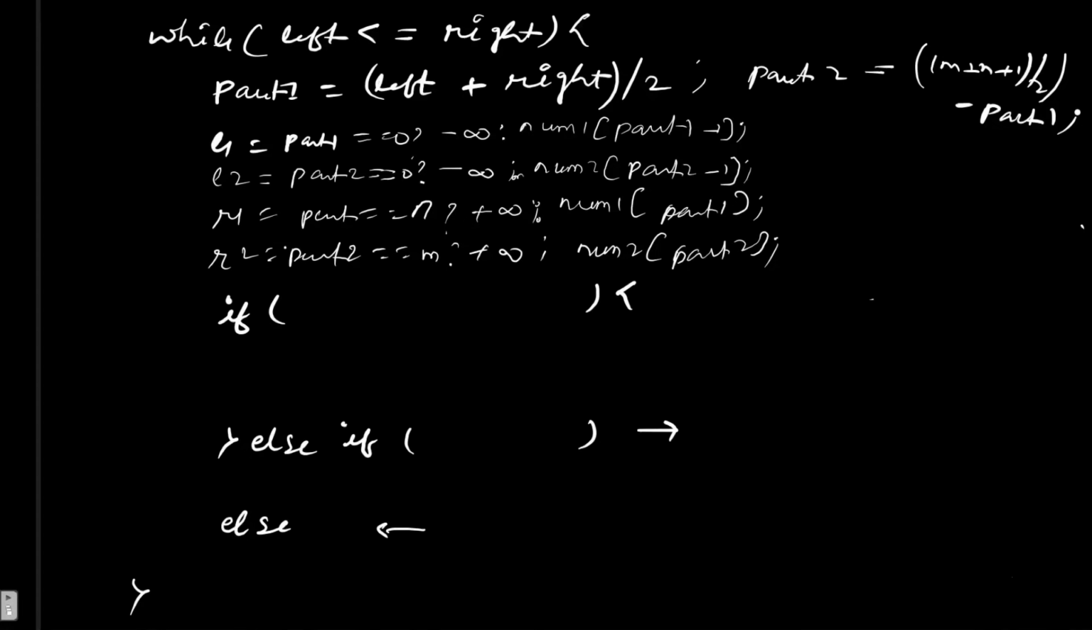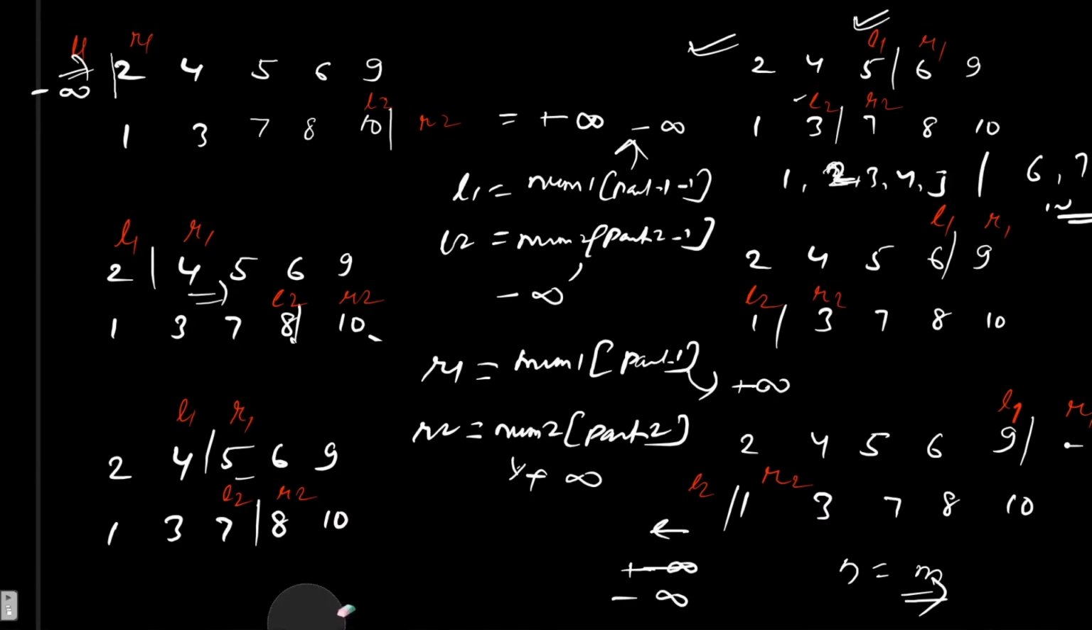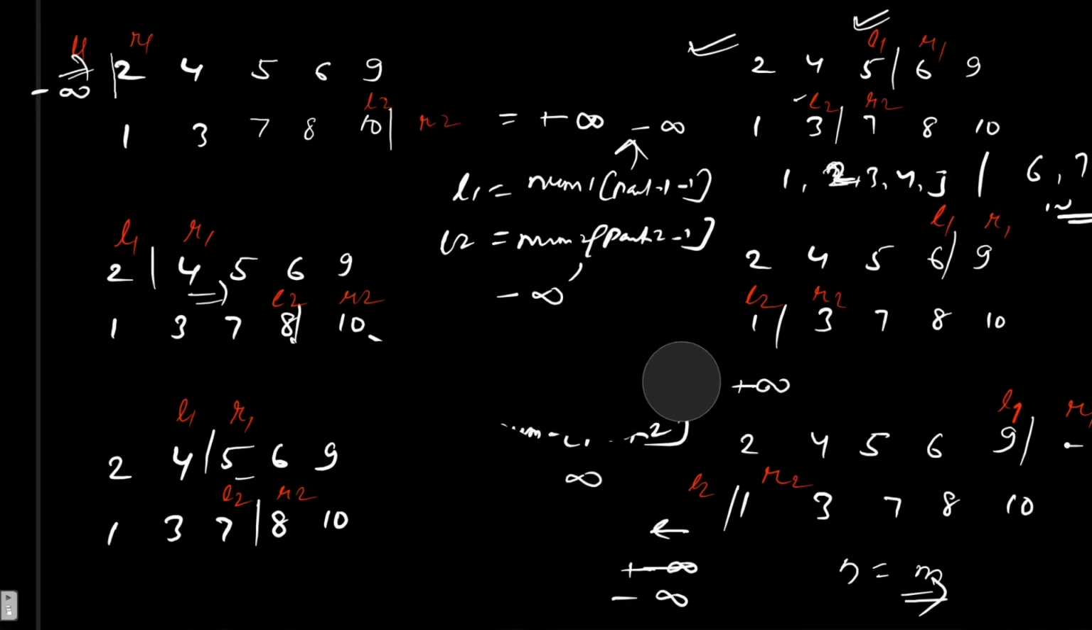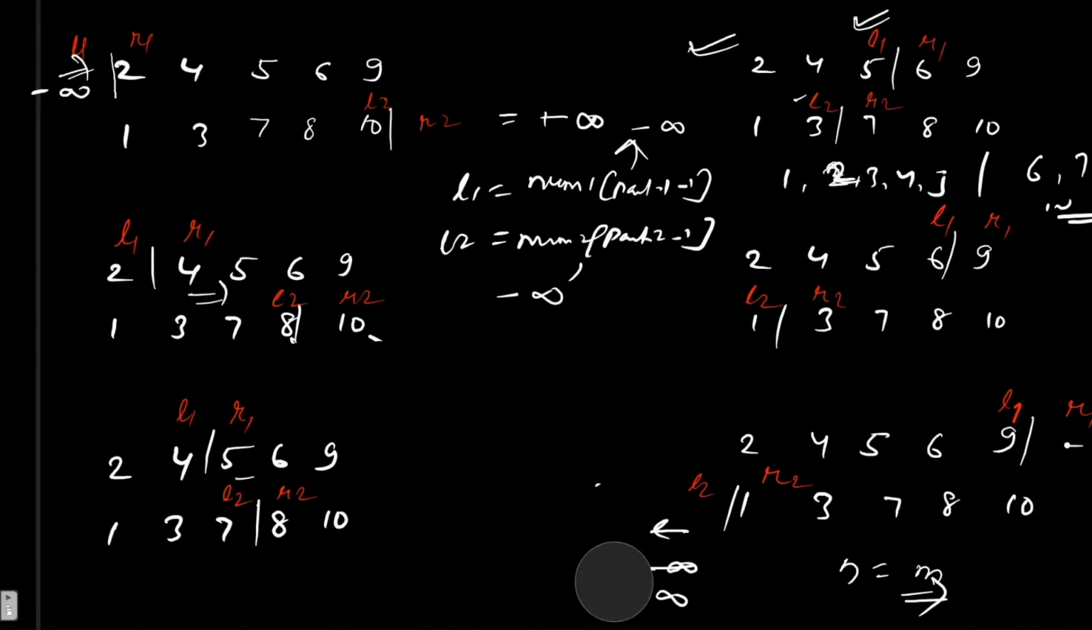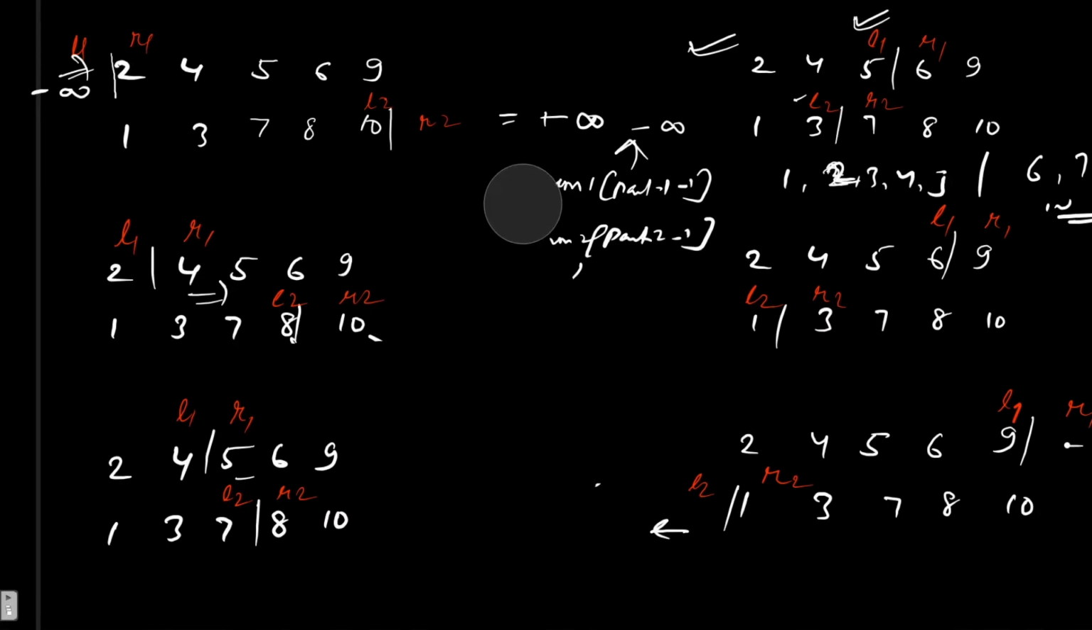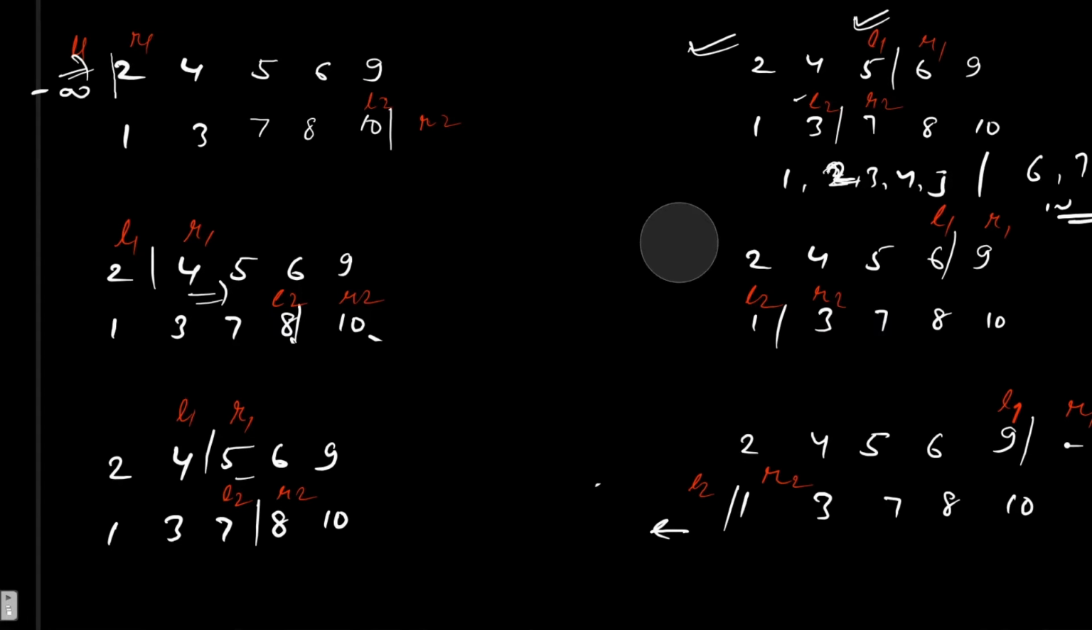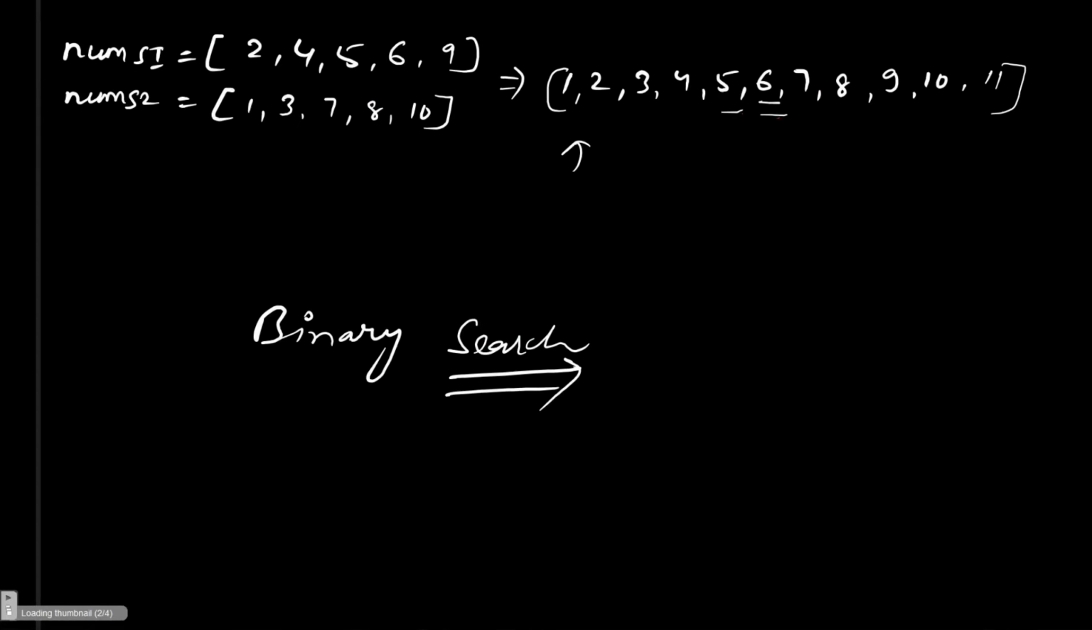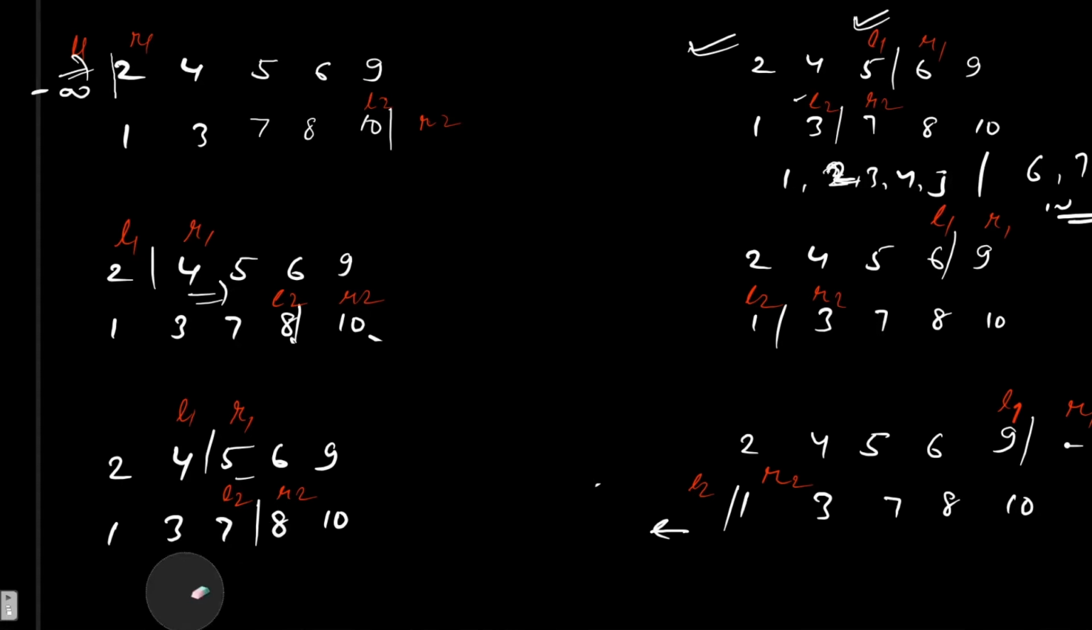The remaining things are here. We have to check this condition, this condition, this condition. So what are these conditions? Let's see. Let's clean this up. How can we ensure that the current condition is valid? In a valid condition, all the elements on the left side are lesser than all the elements on the right side.